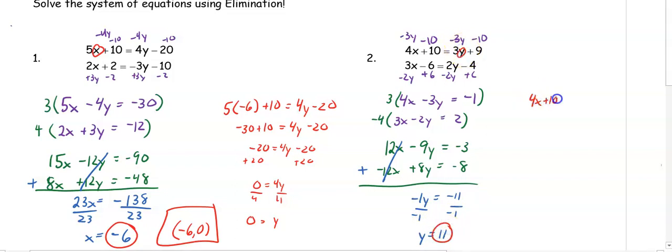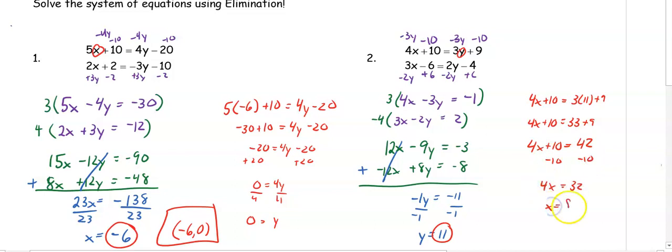So we have 4x plus 10 is equal to 3 times 11 plus 9. So we have 4x plus 10 equals 33 plus 9. 4x plus 10 is equal to 42. We can subtract 10 on both sides, so we get 4x equals 32. When we divide, we get x is 8, so we would have 8, 11 as our solution.